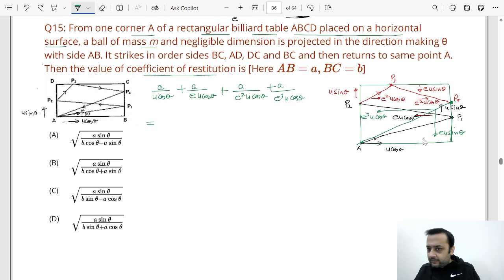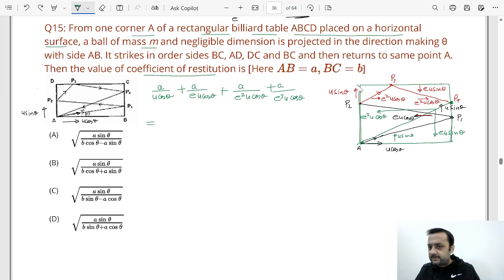Look, while it was going from A to P1, its y velocity was u sin theta. From P1 to P2, the y velocity did not change. Remember, only the x velocity changed, so it will remain u sin theta. From P2 to P3, again the y velocity did not change. It is u sin theta only. So we can say that from A to P3, the y velocity remains u sin theta.